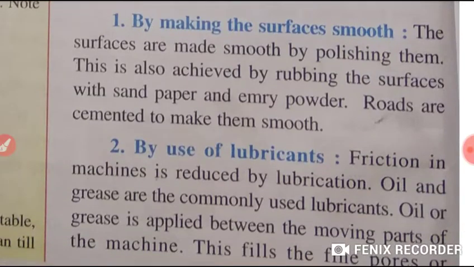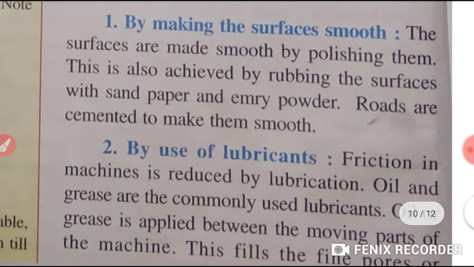What is first? By making the surface smooth. Students, surfaces are made smooth by polishing them. This is also achieved by rubbing the surfaces with sandpaper and emery powder. Roads are cemented to make them smooth to reduce friction.